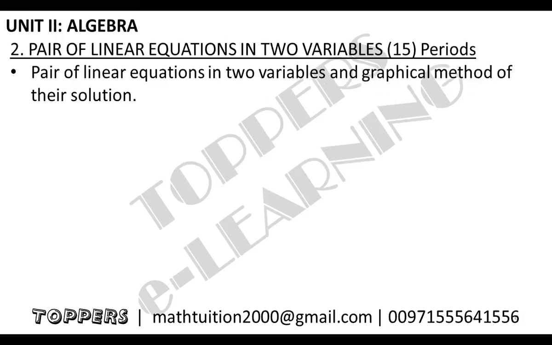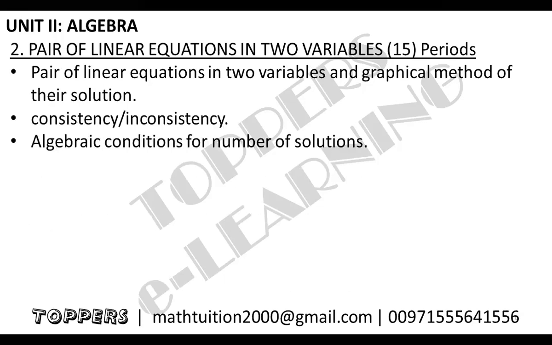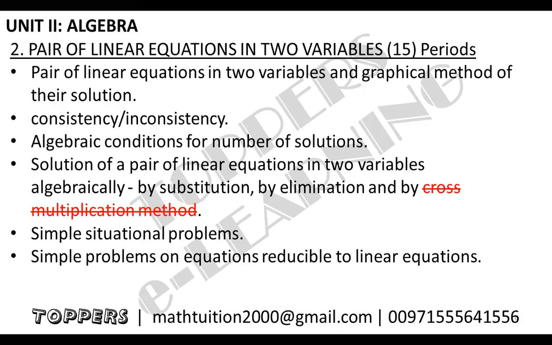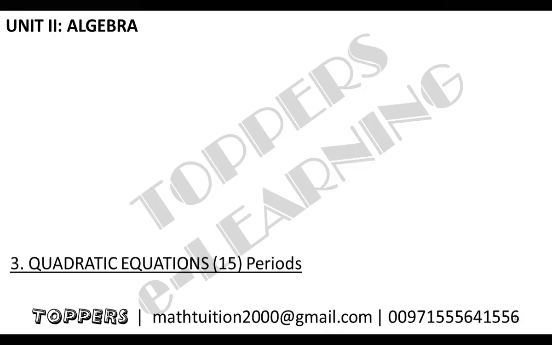Second, pair of linear equations in two variables, 15 periods. Pair of linear equations in two variables and graphical methods of their solution, consistency, inconsistency, algebraic conditions for number of solutions, solution of pair of linear equations in two variables algebraically. First method by substitution, second by elimination, third is cross multiplication, cut off. It is not there. Simple situational problems are there. Simple problems on equations reducible to linear equations are also there.